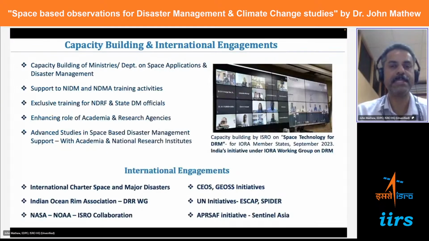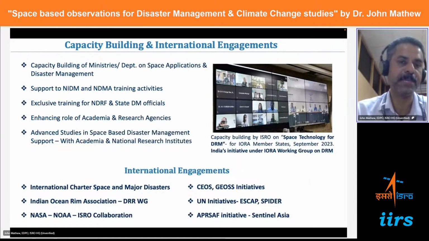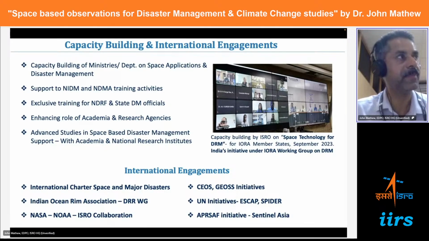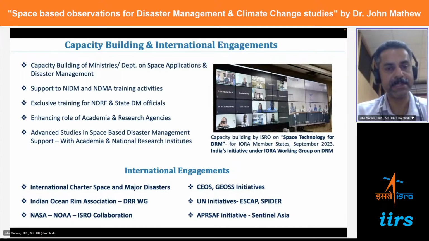And as you know, capacity building and international engagements are also very important aspects of the disaster management support program. We frequently conduct training programs for government officials of various departments, and we have also associated with various academic and research agencies in the country so that their particular strengths can be utilized for disaster management support. We are also carrying out joint research and development activities with various IITs so that we can develop newer applications for disaster management support.